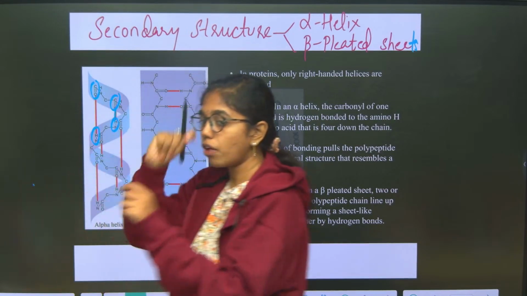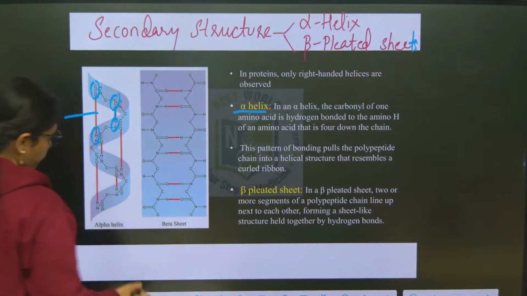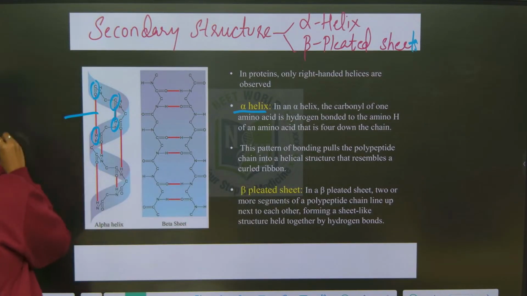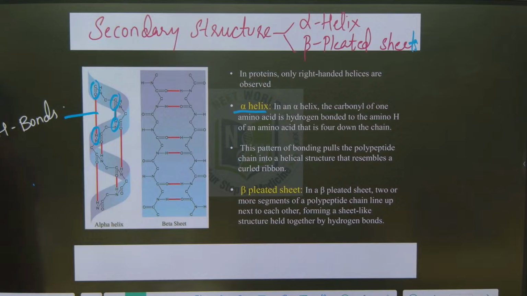As such, it forms a ribbon-like structure. What are these bonds? Hydrogen bonds. Two down the chain, 4 down the chain. I am just saying the amino acids are connected to the ones 4 down the chain. That is the reason it forms a helical ribbon-like structure, that is the alpha helix.